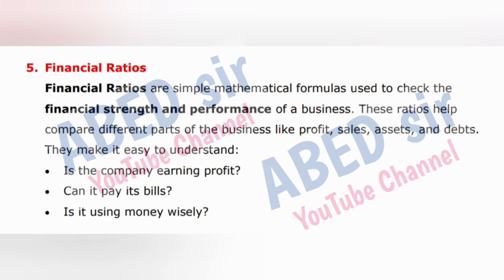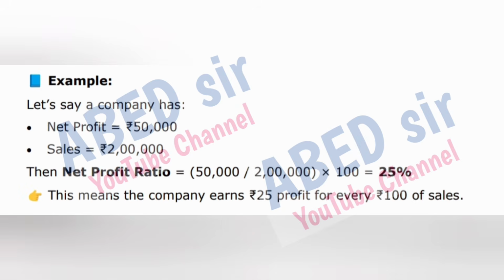Is it using money wisely? Example. Let's say a company has net profit equal to 50,000 rupees. Sales is equal to 2 lakh rupees. Then net profit ratio is equal to 50,000 / 2 lakhs times 100, which is equal to 25%. This means the company earns 25 rupees profit for every 100 rupees of sales.